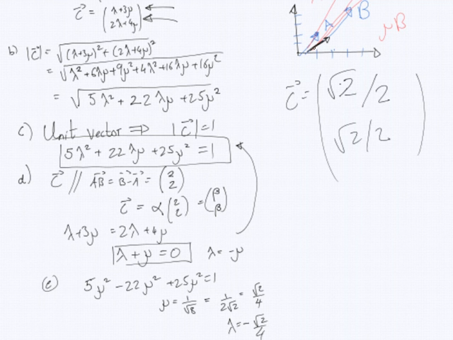You're looking a bit confused. I put these two values for lambda and mu back into this, just to get the C. I know for a fact that these should be the same, because I actually said earlier in part D, C is parallel to AB, so I know from the beginning that I should get two answers the same here. So actually, once I calculate this, I also know this.